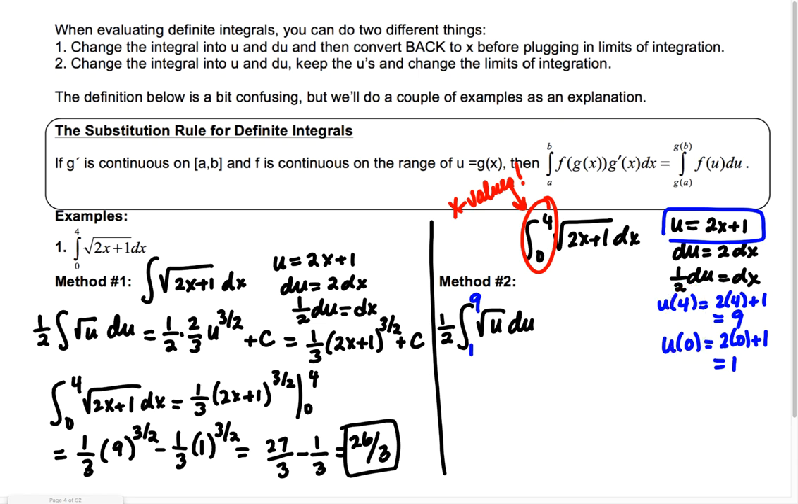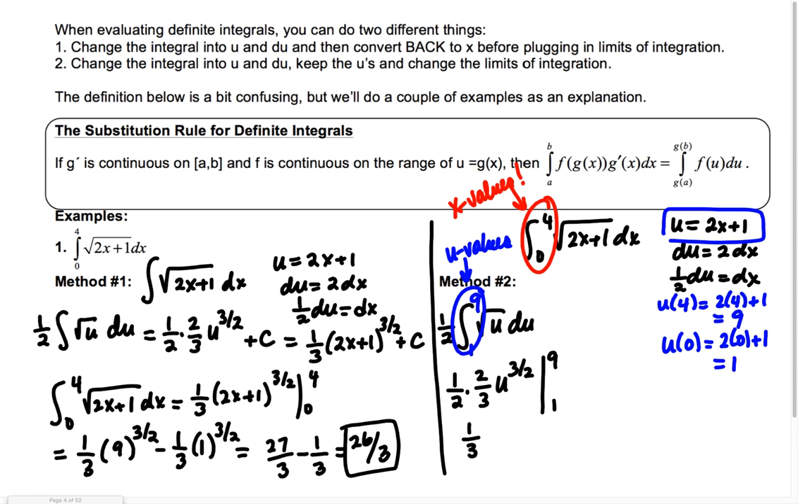All right, anyway. So here we go. So now that those are u's, we never go back. Those are just u values. We never go back to x at all. We just keep everything with u's. So when I integrate, I get 1/2. I'm going to have u to the 3 over 2 with a 2/3. And instead of going from 0 to 4, I'm going from 1 to 9, these u values.